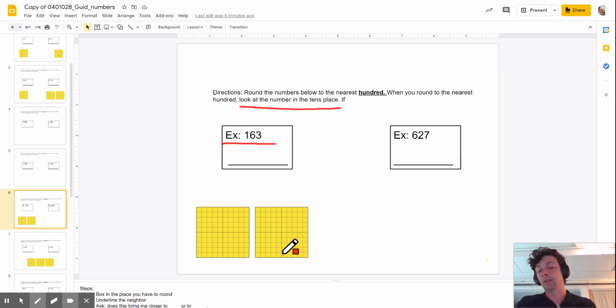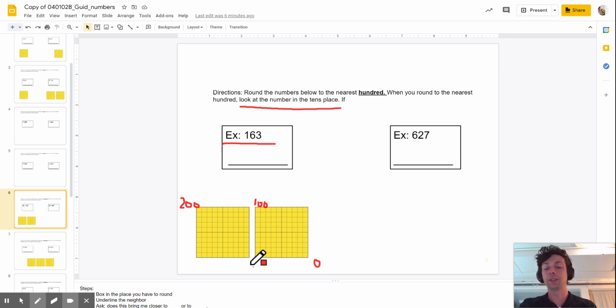All right, I'm going to first model in a base 10 mat, and then I'm going to model this shortcut. So here I have a base 10 mat, and here I have the number 0, and here's 200. What we really want to know is, is the number 163 closer to 100 right here or 200 over here? So let's figure it out. I'm going to map it on here first.